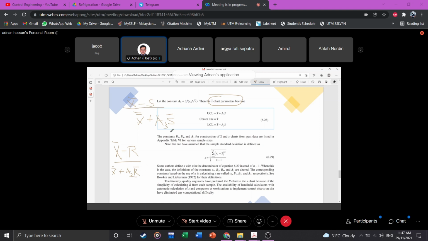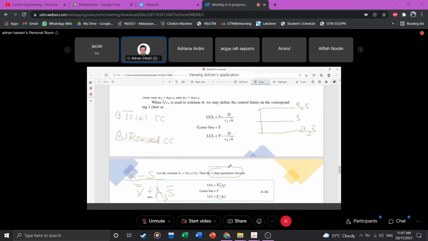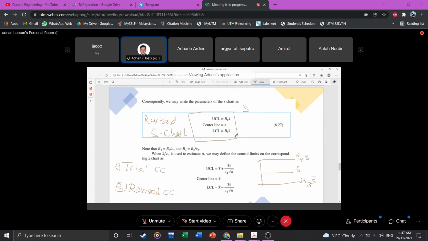So the bottom part is minus. The only difference is this minus; this one is positive. Same thing here, plus minus. So this is A3, and this is A2 for the case of the X chart. For the S chart, we already have it here: B4 S bar and B3 S bar.